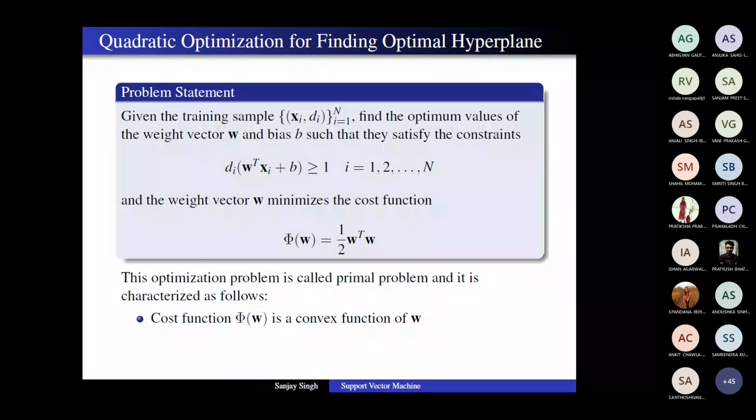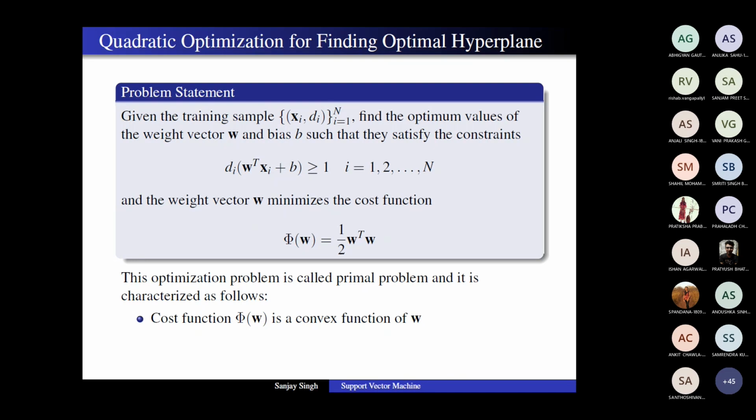Euclidean norm was there, and remember that Euclidean norm directly is not differentiable. So we do something like W^T W, and 1/2 is the scaling factor, just for the sake of convenience, because when you differentiate it, it is twice of this one. So this optimization problem is called the primal problem.